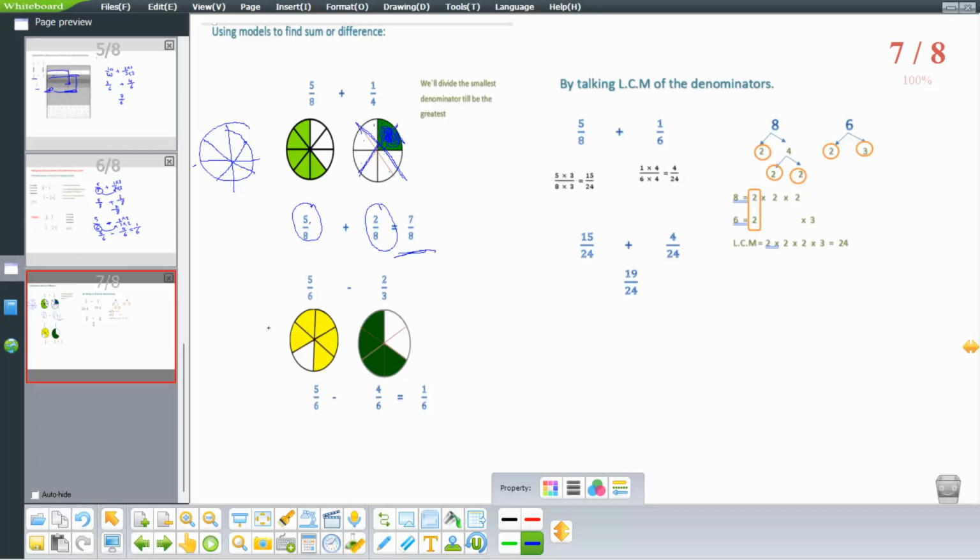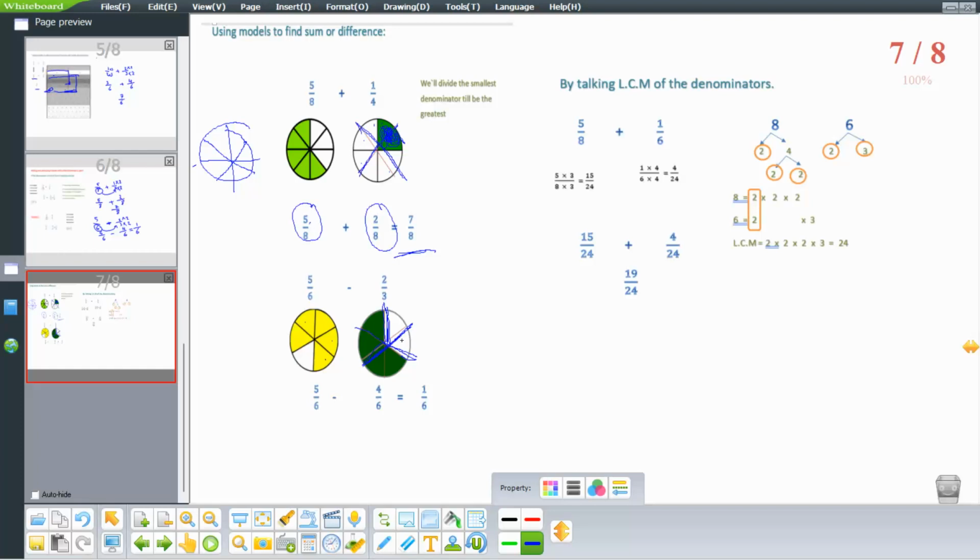Okay, if we have 5 over 6 minus 2 over 3. Okay, let's see. We have a circle and we are going to divide it into 6 parts and shade 5 parts. And here we have a circle divided into thirds, 3 parts. Okay, and here we need to make it how many parts? We need to make it 6 parts. So we are going to draw a line like this and a line like this.